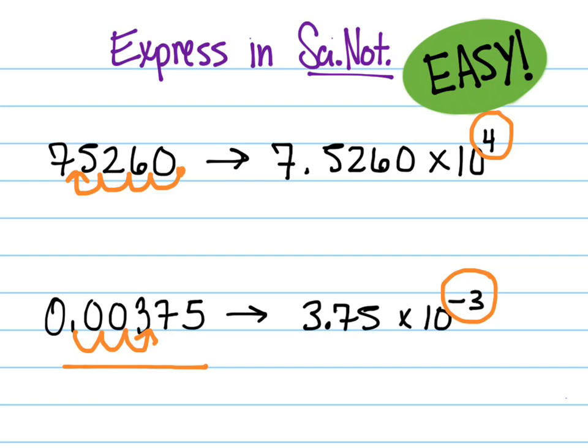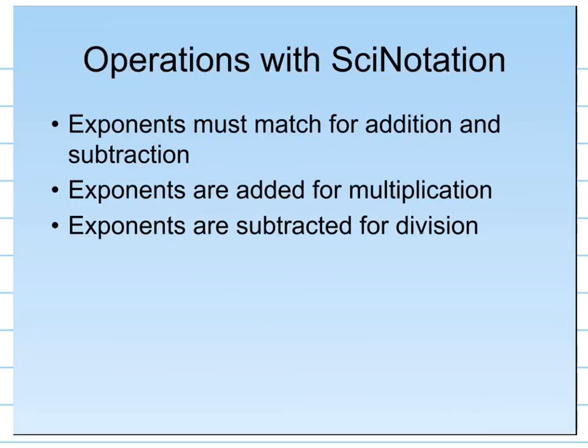Now let's move on to doing operations with scientific notation. There are different rules for addition and subtraction, or multiplication and division, when we're working in scientific notation. So when we're doing addition and subtraction problems, your exponents have to match. When you're multiplying, exponents are simply added, and when numbers are being divided, the exponents are subtracted.